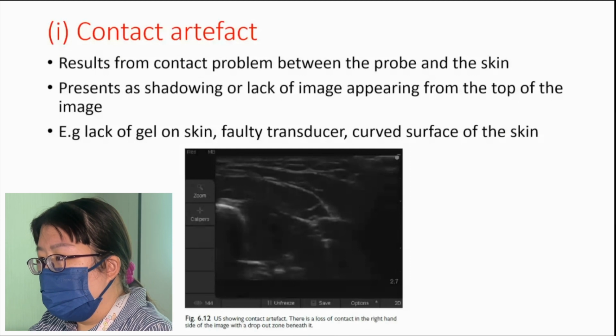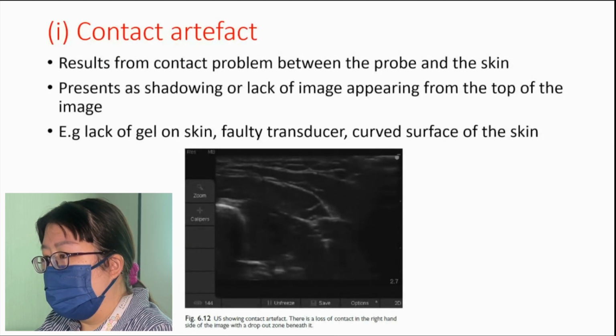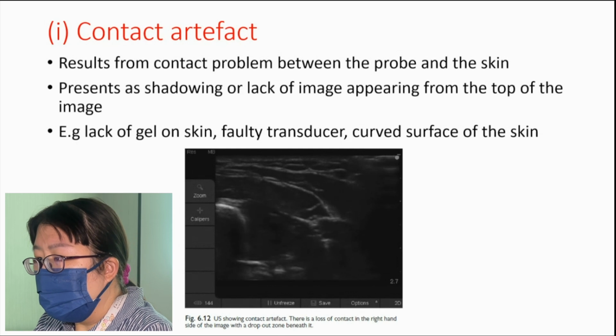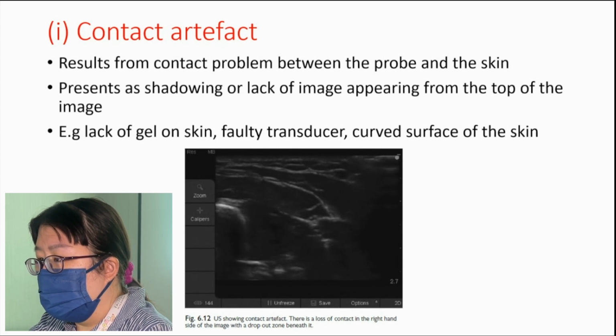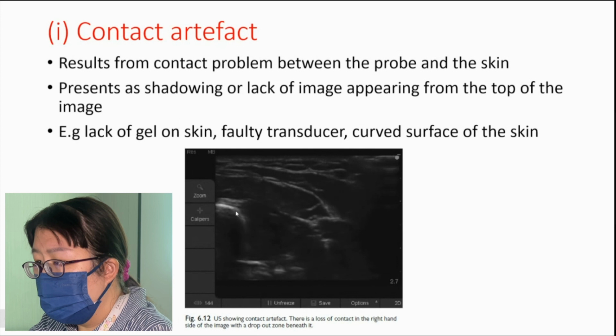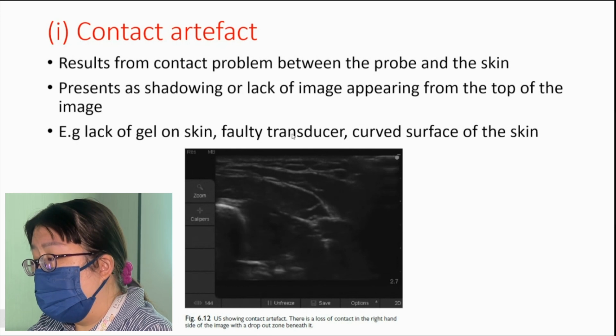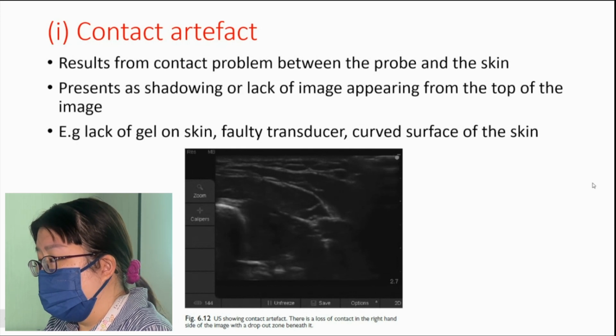First we have the contact artifact, which results from a contact problem between the probe and the skin. For a good ultrasound image, there should be some kind of acoustic coupling. This may present as shadowing or lack of the image appearing from the top of the image. This can occur due to, for example, lack of an acoustic coupling agent like gel, or a problem with the transducer or the skin surface.